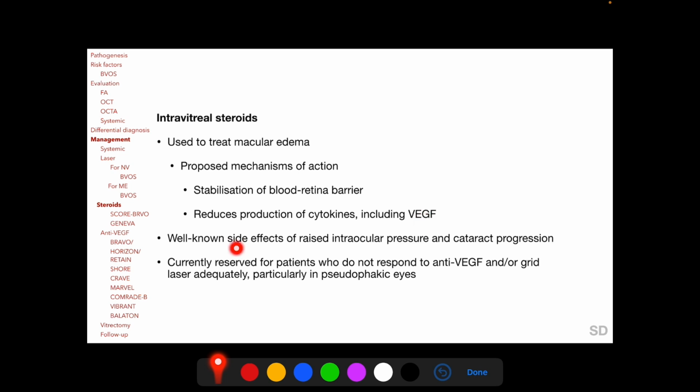Intravitreal steroids have well-known side effects of raised intraocular pressure and cataract progression, and currently intravitreal steroids are reserved for patients who do not respond adequately to anti-VEGF and/or grid laser. Intravitreal steroids are particularly preferred in pseudophakic eyes that have been shown not to be steroid responders. So currently, anti-VEGFs are considered first-line agents in the treatment of macular edema from BRVO, and either intravitreal steroids or grid laser can be administered in eyes not responding adequately to anti-VEGF.